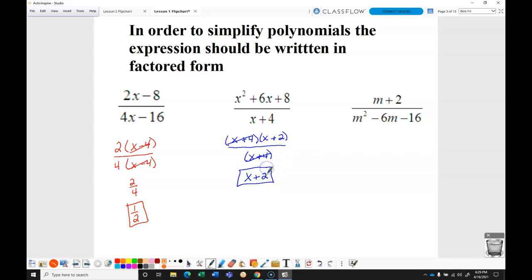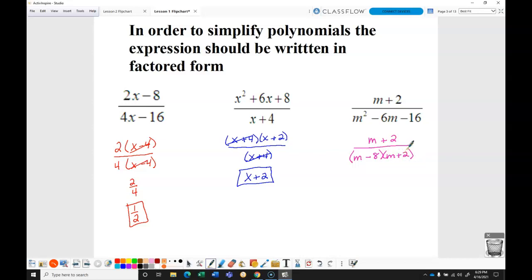All right, and in the third one, I can't simplify the numerator any more than it already is, m plus 2. In the denominator, though, I can factor. I'm looking for two numbers that multiply to negative 16 and add up to negative 6. I think we've already done this one. We have m minus 8 and m plus 2.